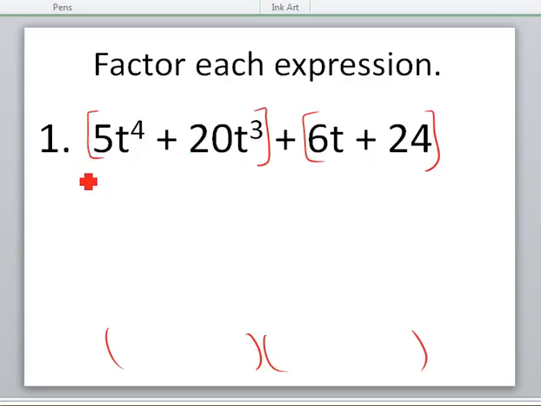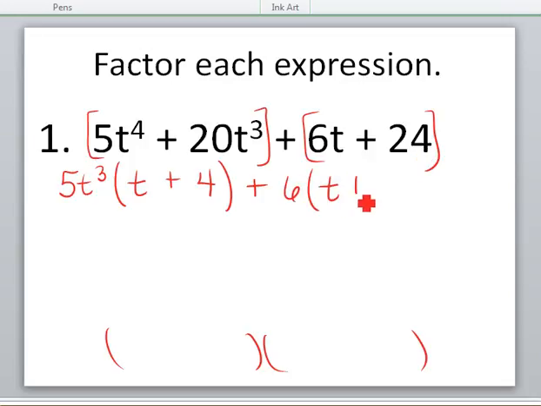So you're going to pull out a 5 in this case because the greatest common factor between 5 and 20 is 5. And the most t's that they share in common is t cubed. 5t cubed times t gives you the 5t to the fourth, plus 5 times 4 gives you the 20, and then you distribute that t cubed through. Plus the greatest common factor between 6 and 24 is 6, and so when you distribute the 6 through, you'd get t plus 6 times 4 is 24.